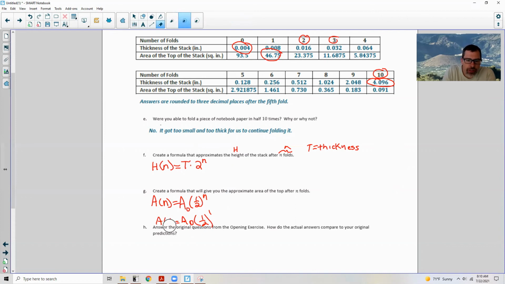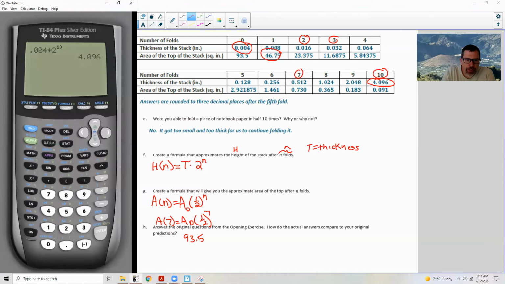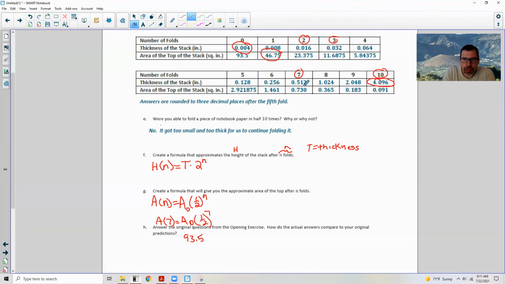So now I'm going to change this to a sub something else. And how about I pick 7 just to check? So let's check a sub 7, which would be a naught 93.5 times 1/2 to the 7th power. Okay, so if I use my calculator to figure this, then it'd be 93.5 parentheses 1/2, which is 0.5, to the power of 7. And when I hit enter, I get 0.73046, and there's 0.730 rounded to 3 decimal places.